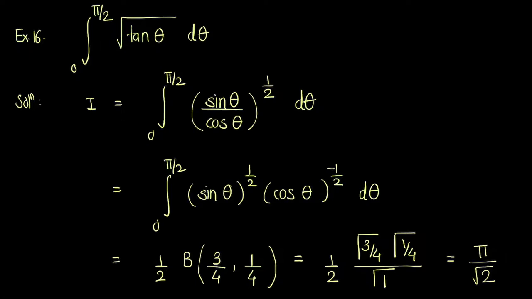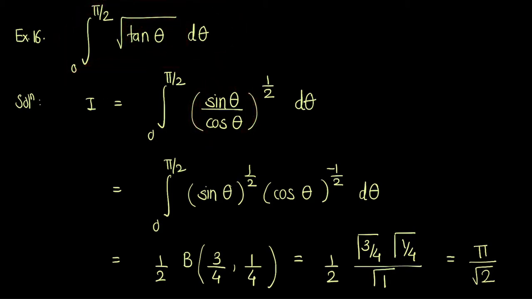Hi friends, here we are going to see some more examples of definite integrals using the beta function. So the first example is the integration from 0 to pi by 2 of square root of tan theta d theta. So we know that tan theta is equal to sin theta upon cos theta.